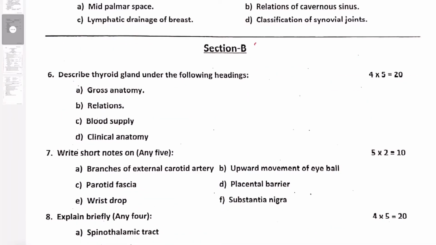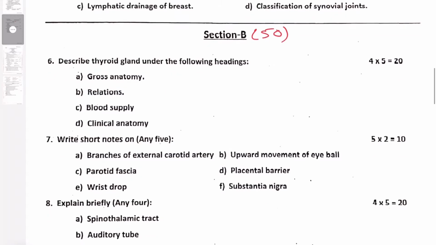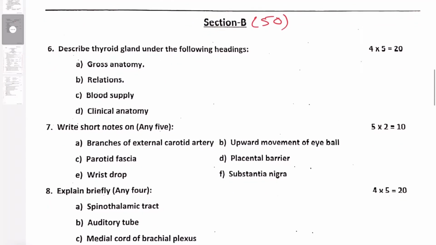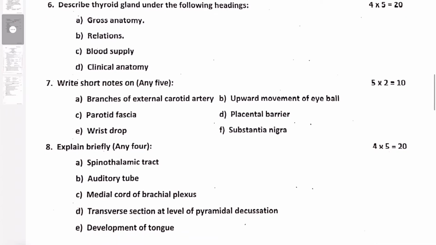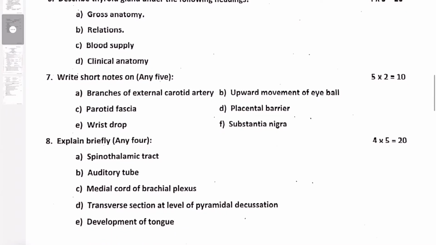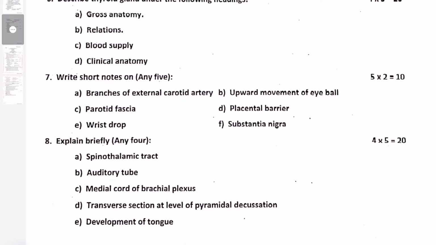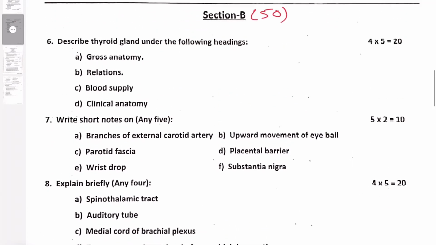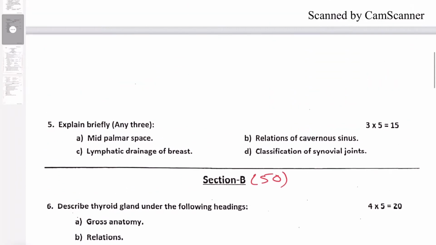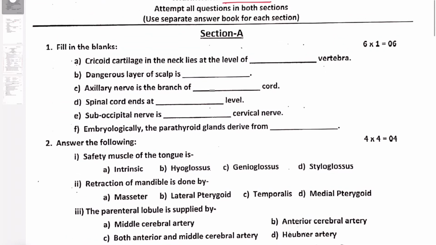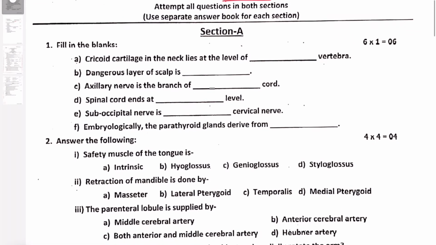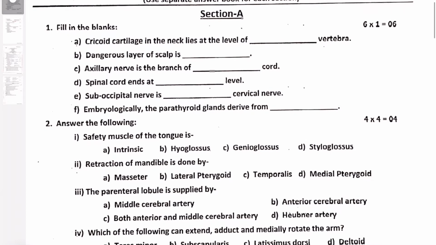Section B, this also is of 50 marks, and here you have short notes of 4 questions, so 5 each, that makes 20 marks. Then you have short notes, any 5 you have to attempt out of the 6, that will fetch you 2 marks each, that makes 10 marks. And explain briefly any 4 out of these headings, so that will make 5 marks each, that makes it 20 marks. So in short, you've seen this question paper. I'll be discussing all of these briefly, but my purpose is to explain you these MCQs, because these are scoring and you can score full marks in this.